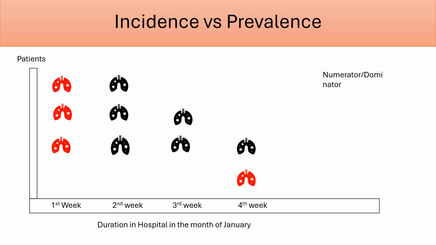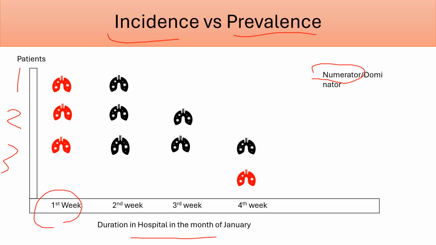Let's understand the difference between incidence and prevalence in a very simple way. I will use the numerator only, the top number, to make it easy to understand. You work in a hospital in the month of January and you receive 3 new admissions. Red means a new admission, black means still in the hospital. So patient 1, 2, and 3. So in the first week, your new admissions, your new cases, the incidence is 3 and the prevalence is 3 as well. In the second week, the prevalence is still the same.